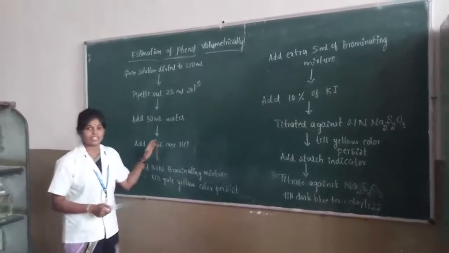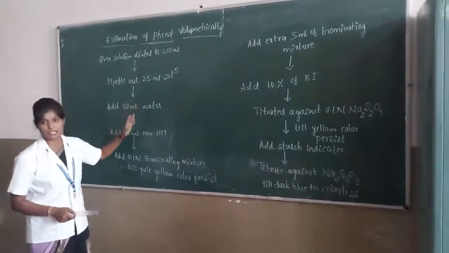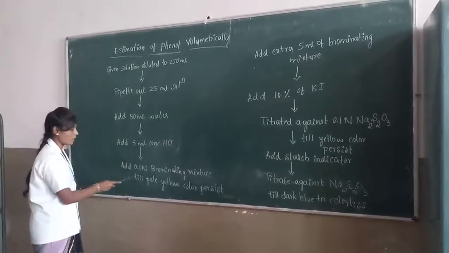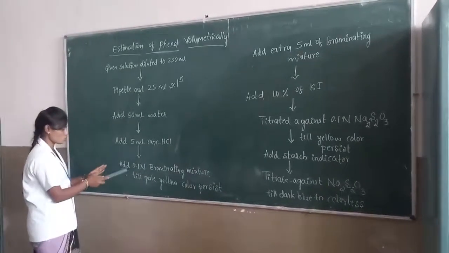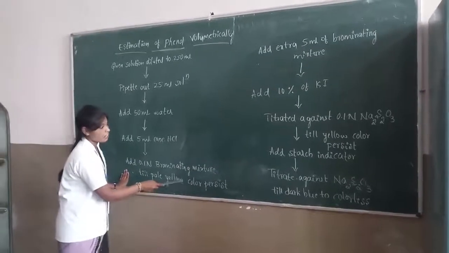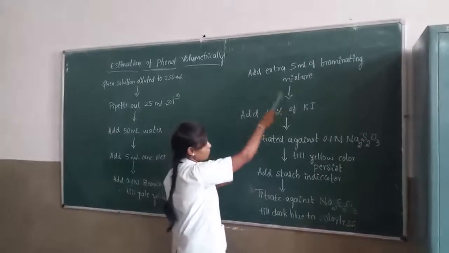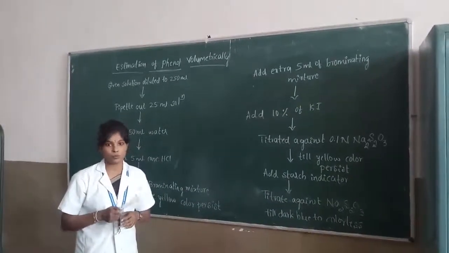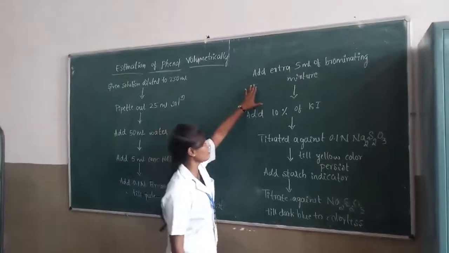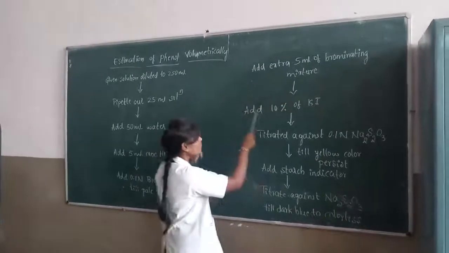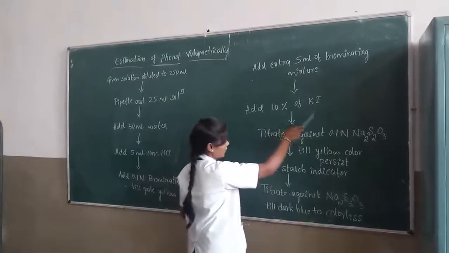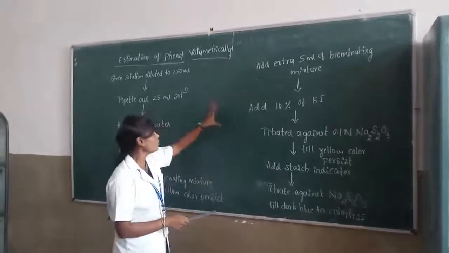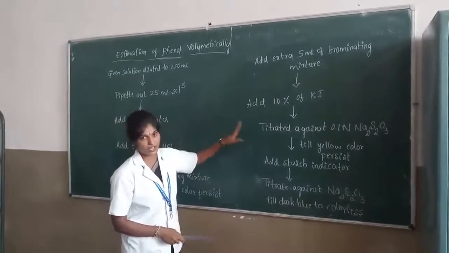Because the estimation of phenol volumetrically is mainly based on the principle of the bromination method, we have to add brominating mixture to that solution till pale yellow color persists. After that we have to add an extra 5 ml of brominating mixture because 1 mole of phenol consumes 3 moles of bromine molecules. After that add 10% KI. KI is usually used in iodometric titration, which is why this titration is also called an iodometric titration.